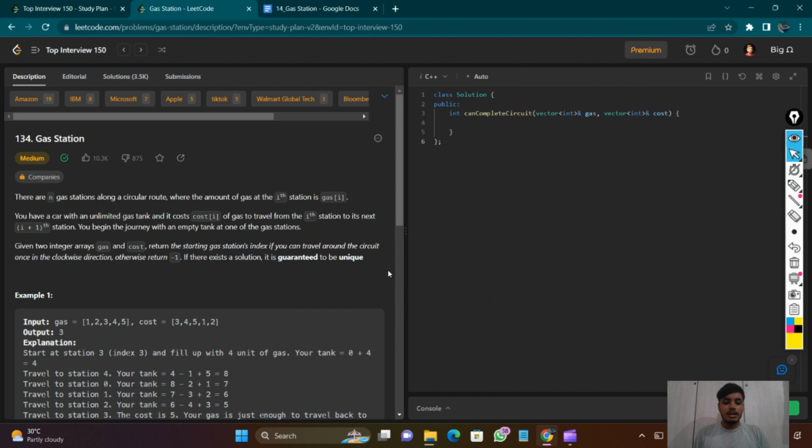Now let's move to our solution part and the different approaches. The first approach you can think of is the brute force approach, in which you run a for loop and check for each and every gas station whether it is a possible solution. If you get a possible solution, you return that index, and if you cannot, you return -1.